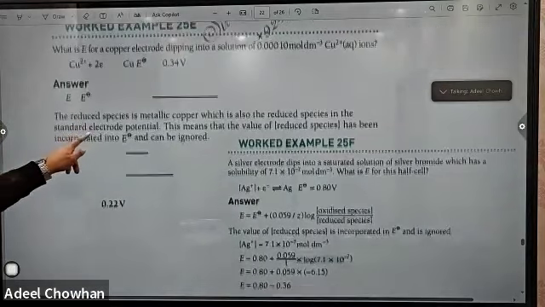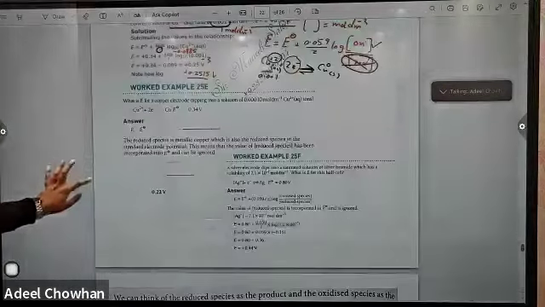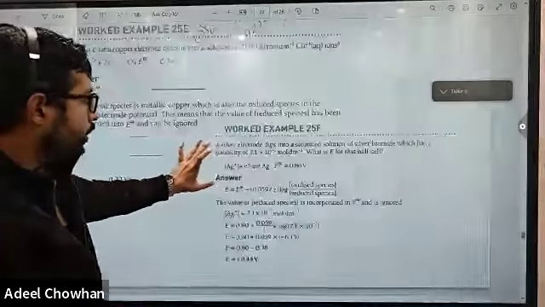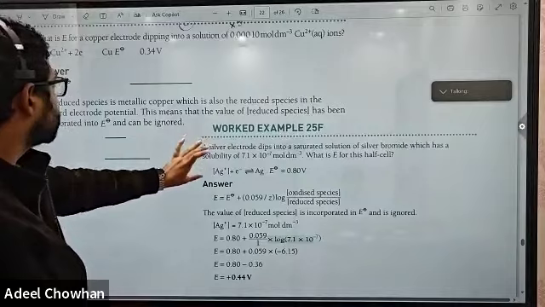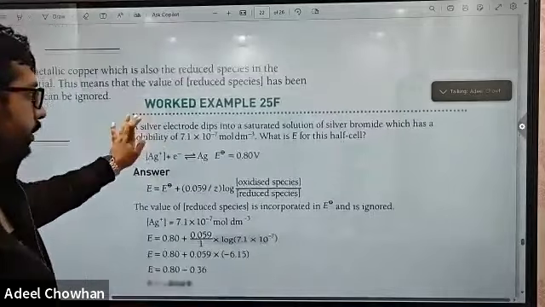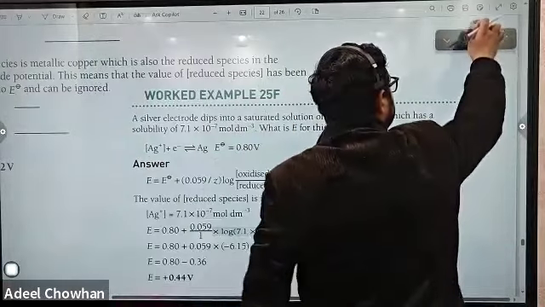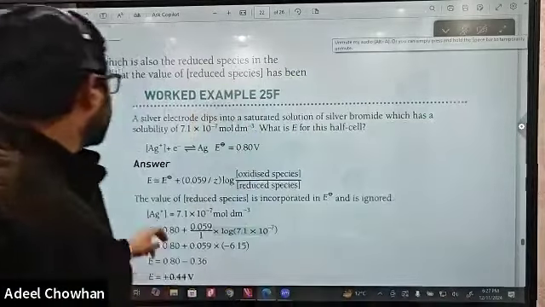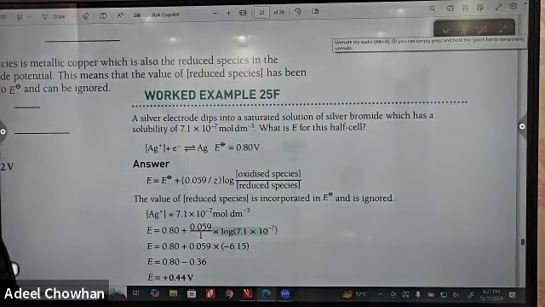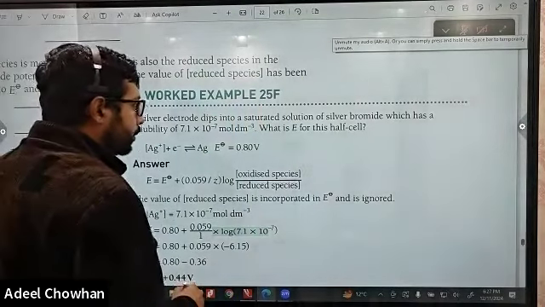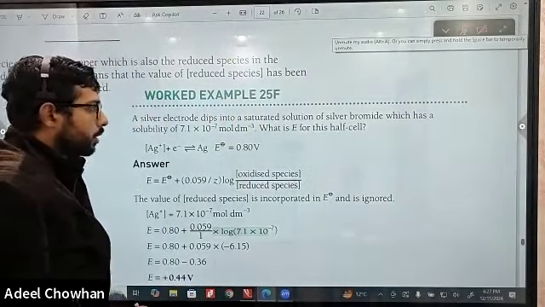Okay. There is some problem with this particular page. Another worked example here. A silver electrode dips into a saturated solution of silver bromide, which has a solubility of 7.1 × 10⁻⁷ mole per dm³. What is E for this half cell?